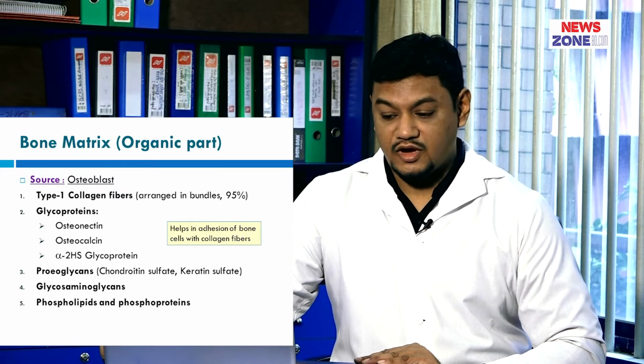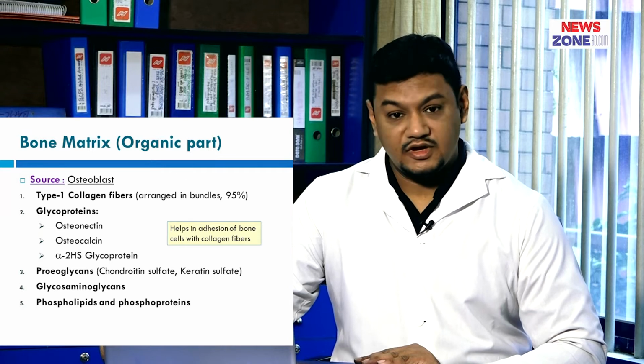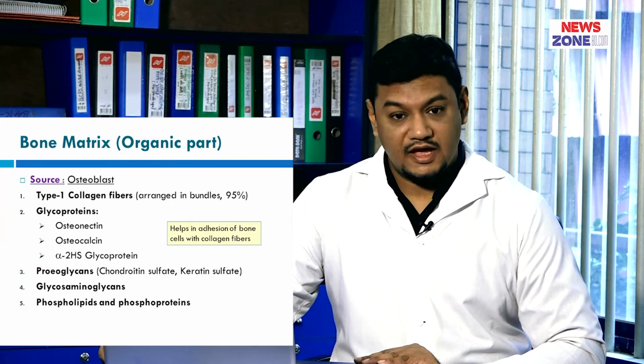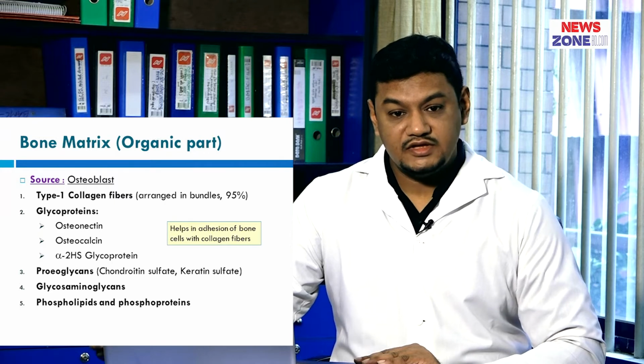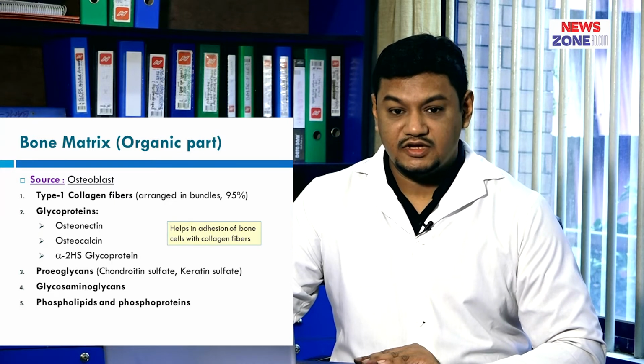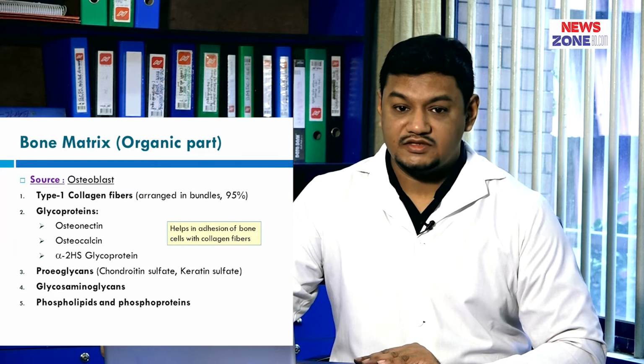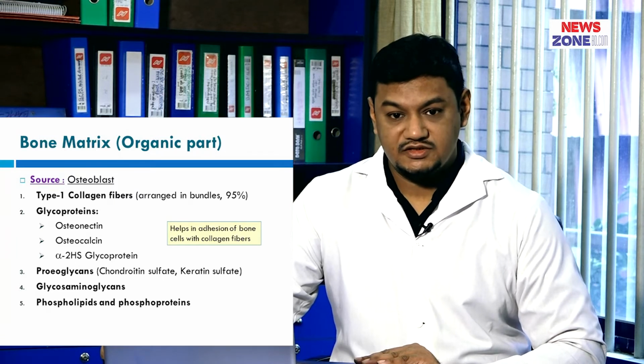Not only that, we are having proteoglycans, that includes chondroitin sulfate, keratin sulfate, glycosaminoglycan, and phospholipid and the phosphoproteins. So these are the things that is present in our organic part. Let me tell you again, all of these things are synthesized by the osteoblast.